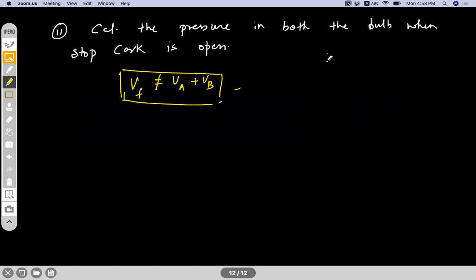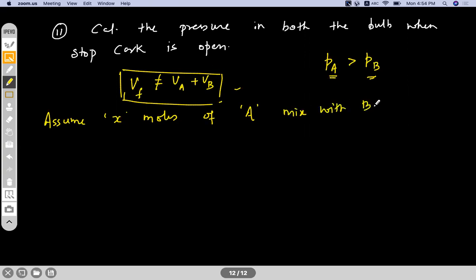We know this fact that PA is more than PB. It means gas A is at higher pressure, so A will diffuse into bulb B. What we are assuming is that X moles of A will go into the bulb B and the pressure becomes equal. Assume X moles of A mix with B. So for bulb A, what we can write here.